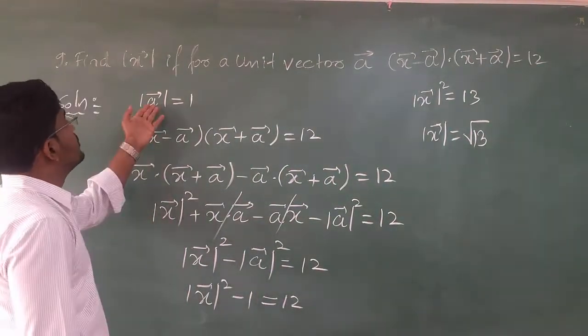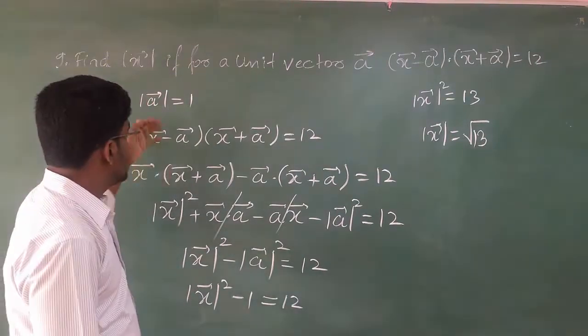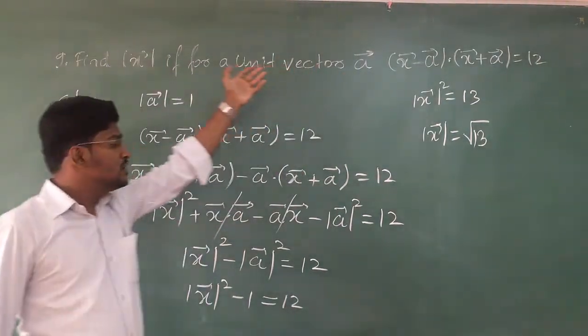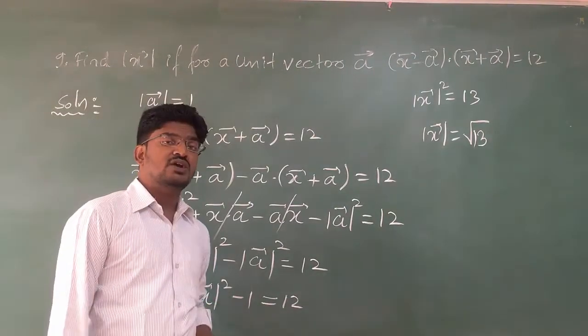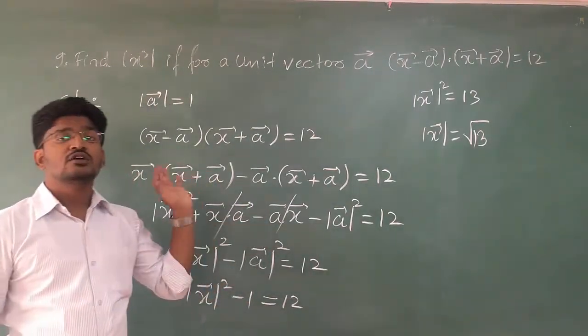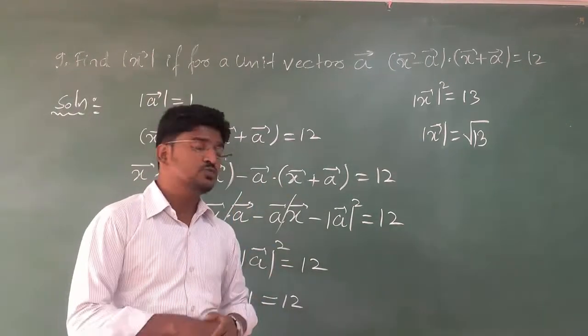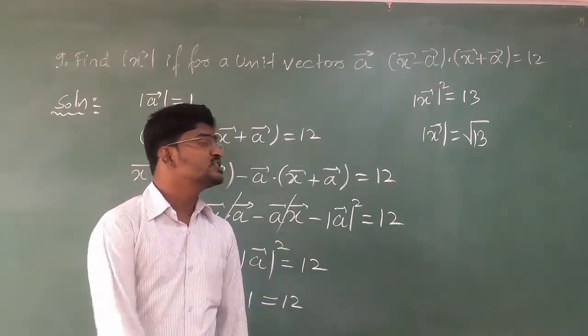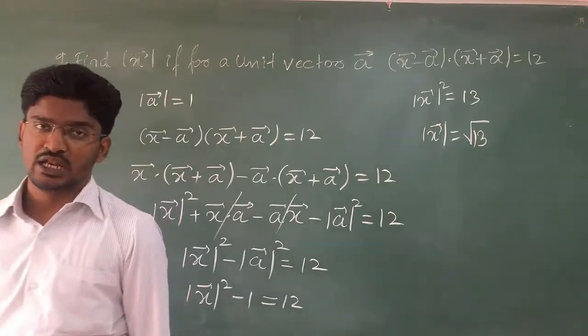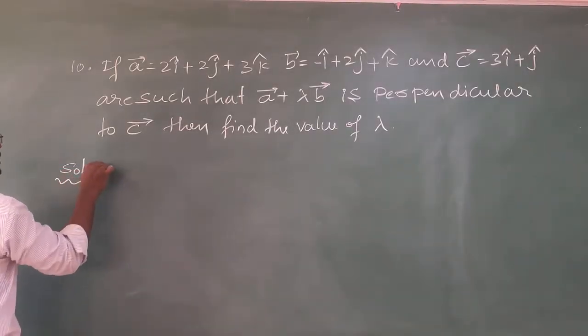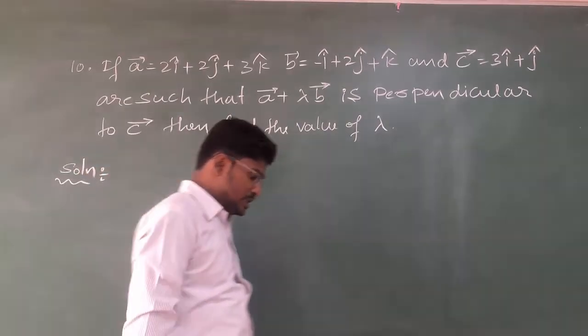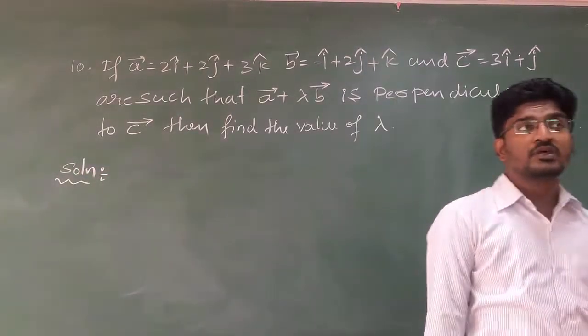That is, magnitude of vector A is given and the equation was given. That equation has to be simplified. If you simplify, put the given term, it will be 13. So as you all know, magnitude is always positive. Magnitude of x is going to be root 13. Okay students. Now let us move to the 10th problem.